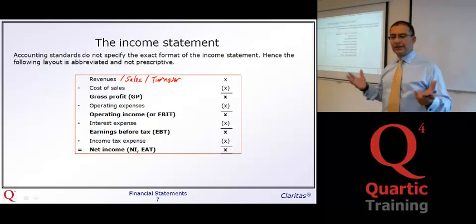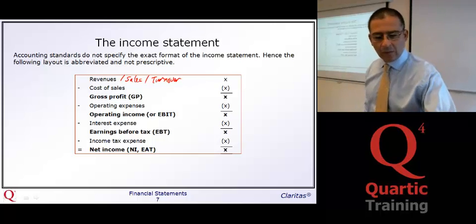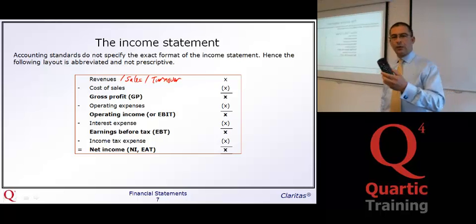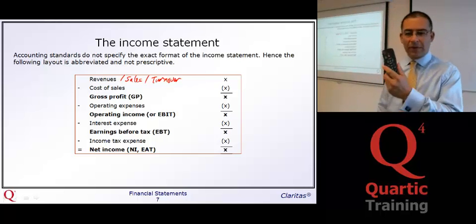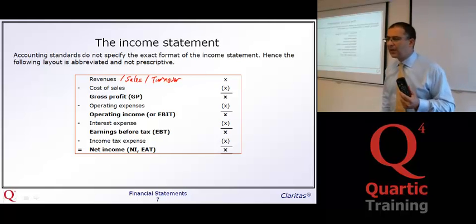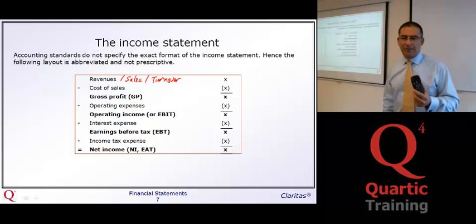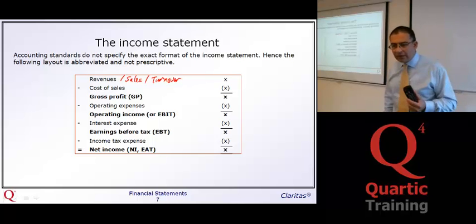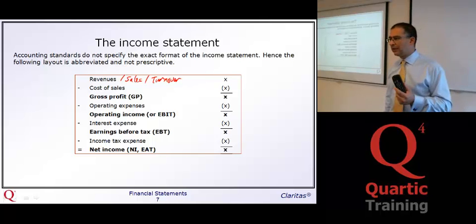So let's say we sell widgets. Here we go. Here's our widget. It may look like a remote control to you, but this is our business. We sell these for $50, and we sold 1 million of them last year. So revenues we will show as 50 million.